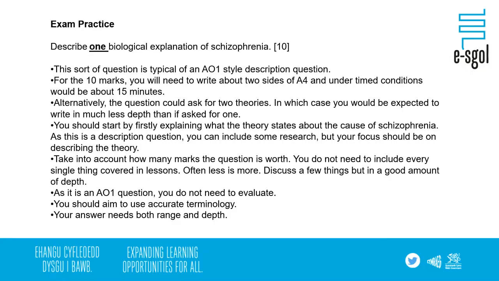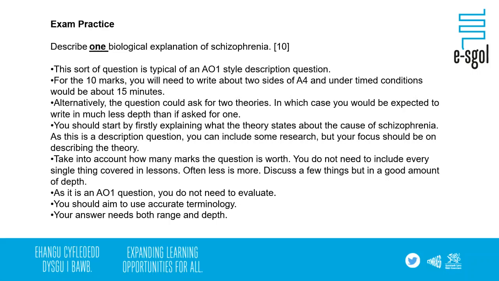Take into account how many marks the question is actually worth. You do not need to include every single thing that is covered in lessons. You can be a little bit selective. Often less is more. Discussing a few things in a good amount of depth rather than just doing surface level description, but making sure that you've got range. We need depth and range in equal parts. As this is an AO1 question, you do not need to evaluate, therefore you won't need to conclude. Terminology throughout and making sure we have range and depth in our answer.